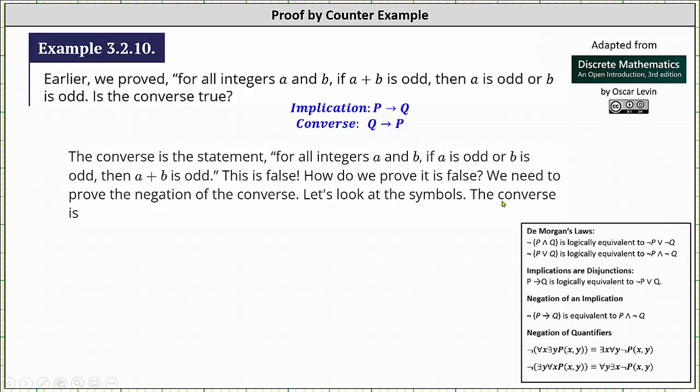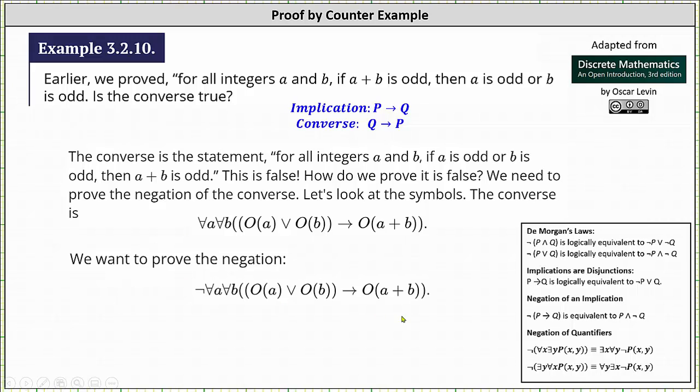Let's look at this in terms of symbols. We can represent the converse of for all integers a and b, if a is odd or b is odd, then a plus b is odd, using the symbols shown here below. Again, we have for all integers a and b, if a is odd or b is odd, then a plus b is odd. Since this is the converse, we now need the negation of this statement and then prove that it's true to prove the converse is false.